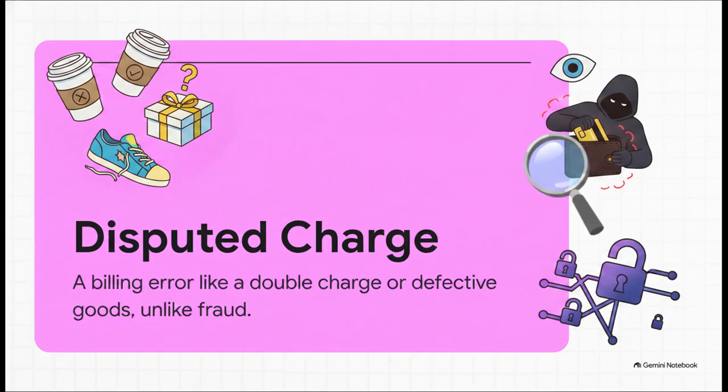A disputed charge is typically a commercial disagreement or a processing error. Think of it like a merchant accidentally charging you twice for one coffee, or an online store sending you a defective pair of shoes and then refusing a refund. Fraud, on the other hand, means you have absolutely zero relationship with the transaction. Your card was stolen, cloned, or your identity was compromised. Categorizing this correctly right off the bat will dictate exactly who you call in our next step.